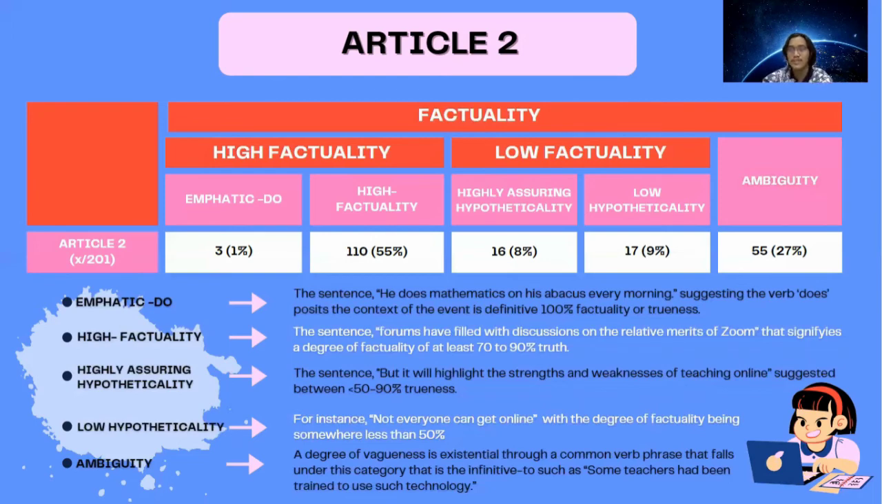Article 2 only posits a good amount of ambiguous factuality in its phrasal outcome, such as some teachers had been trained to use such technology. Allegedly proposing that although high factuality prevails, there is no doubt that a degree of vagueness is existential.